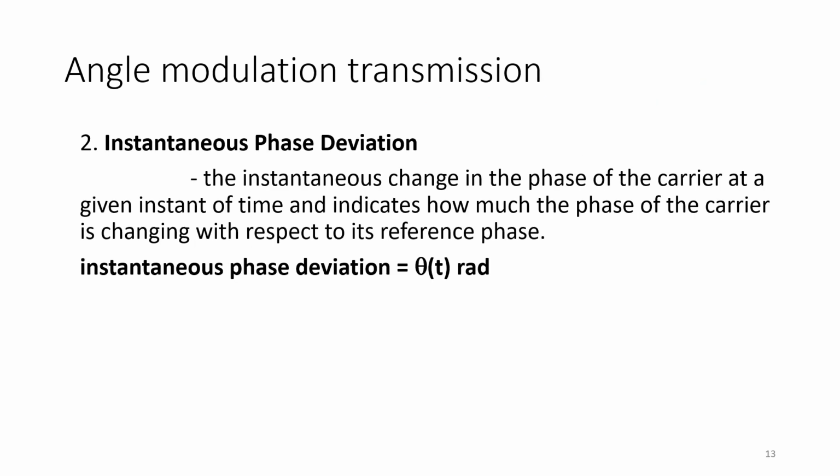Okay, next is the instantaneous phase deviation. A while ago, we had the instantaneous phase. So this time, we have the instantaneous phase deviation. The instantaneous phase deviation is the instantaneous change in the phase of the carrier at a given instant of time and indicates how much the phase of the carrier is changing with respect to its reference phase. So in this case, class, the instantaneous phase deviation is represented by theta(t), which is in terms of radians.